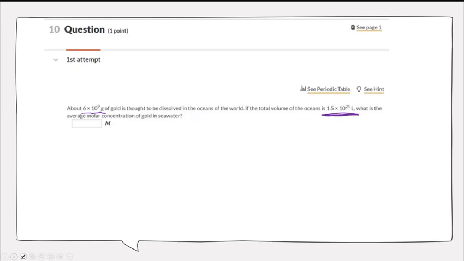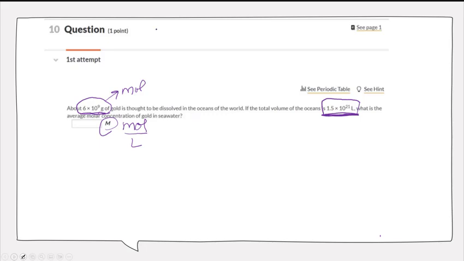Well, if we want concentration, we know concentration units are moles per liter. Well, are we given moles? No. So number 1, we have to go from grams to moles of our gold. And we are given liters, so that's going to be our denominator. Okay, so let's look at the periodic table and find gold.